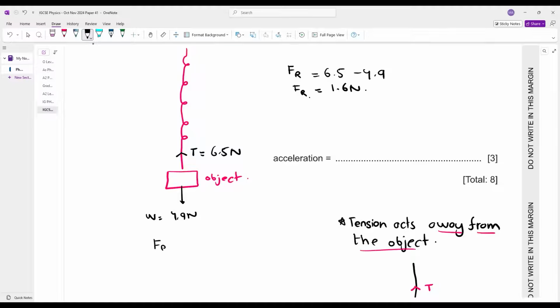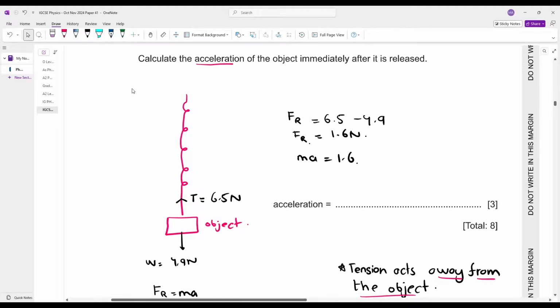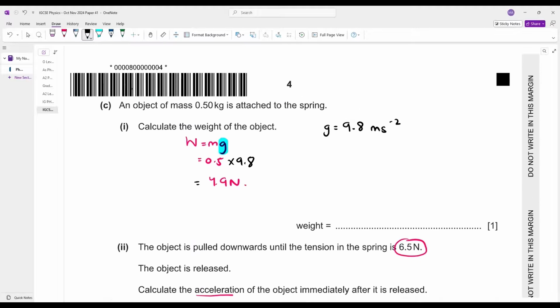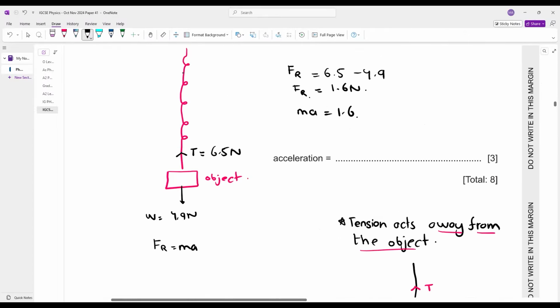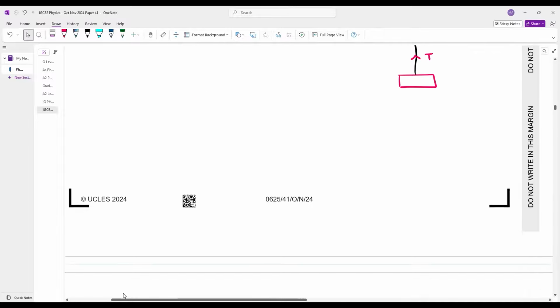What is the formula for resultant force? Mass into acceleration. Mass into acceleration is equal to 1.6. What was the mass of this object? 0.5. Place 0.5 here, into acceleration is equal to 1.6. What will your acceleration come out to be? 1.6 divided by 0.5 comes out to be 3.2 meters per second squared. Simple. Let's move ahead.